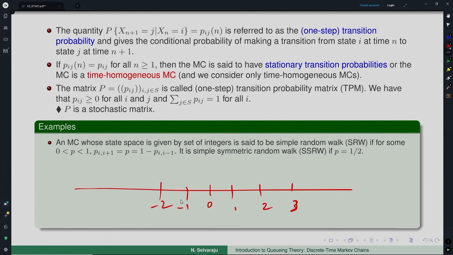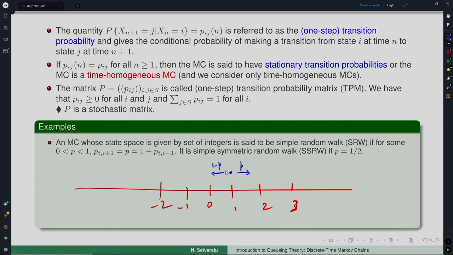So, at some point of time, suppose you are standing here, and towards the right you have a probability p, and towards the left you have a probability of 1 minus p. So, at the next time point you will be either at 0 or at 2 if your current position is 1, and this p remains the same irrespective of the situation. So, it moves either one step to your right or one step to your left in the next time point, with corresponding probabilities p and 1 minus p.